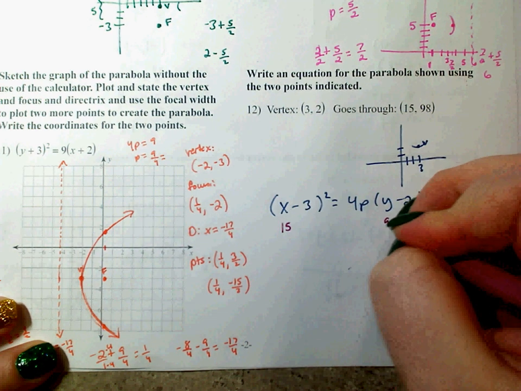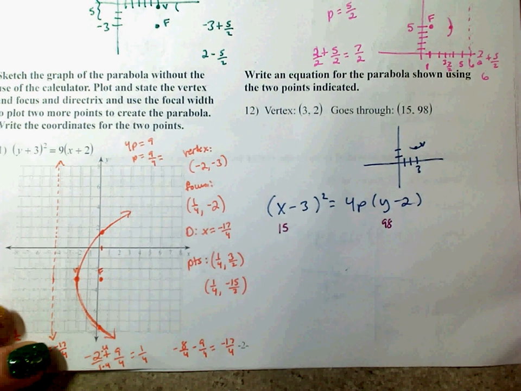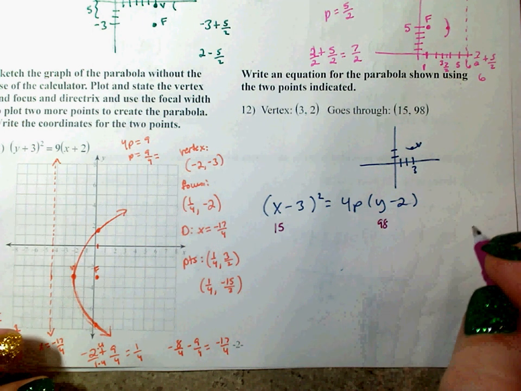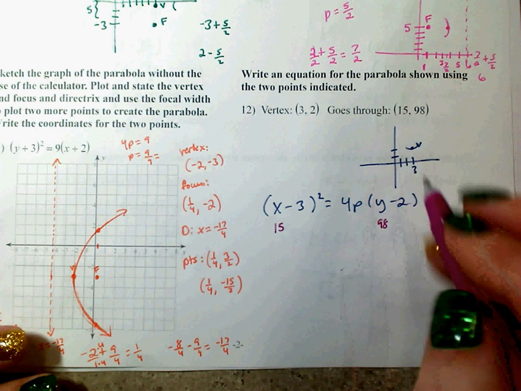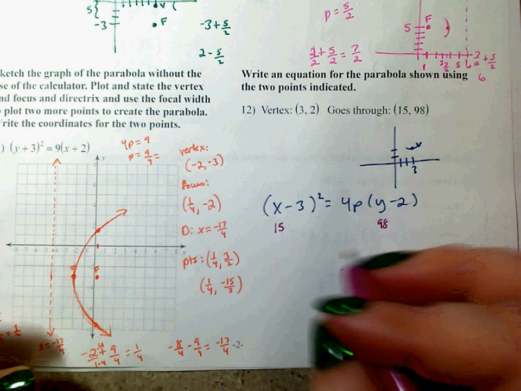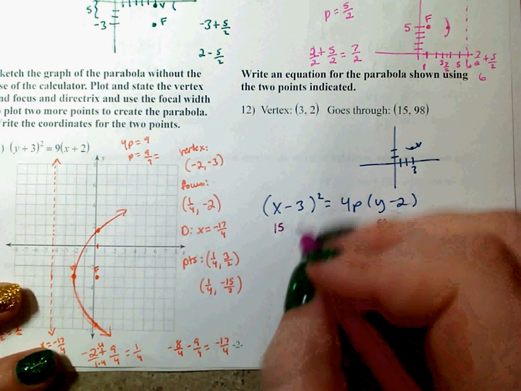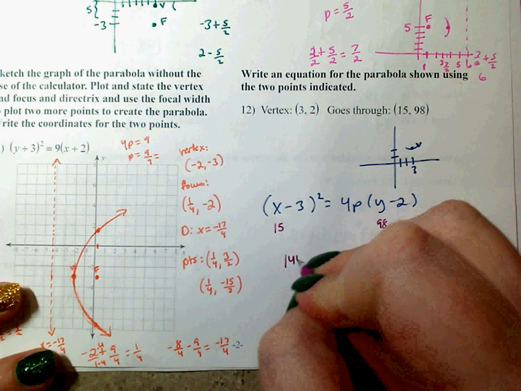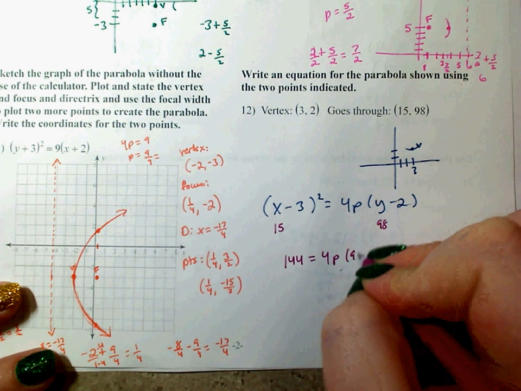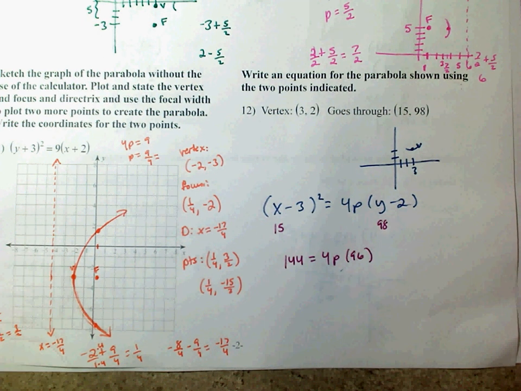Okay, so technically anything you did, you could make it work. I mean, you couldn't make it open down, and you couldn't make it open left, but right and up would be valid options, which might not be pretty. So 15 minus 3 is 12, and 12 squared is 144. And then 98 minus 2 is 96. The quiz will be non-calculator, so I wouldn't give you numbers like this.